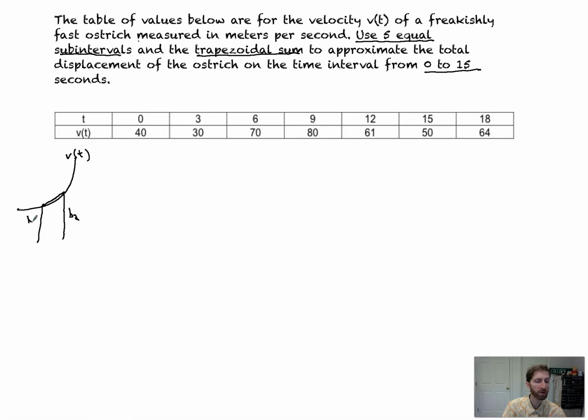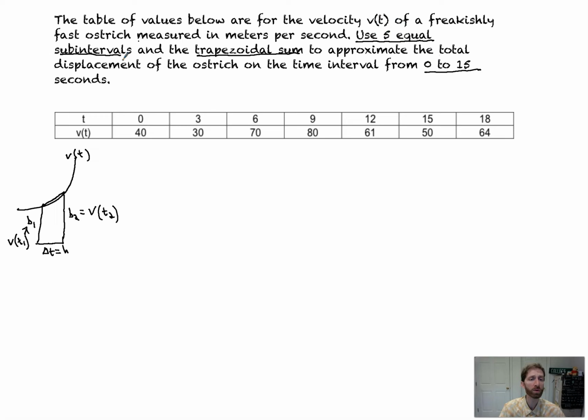So that's B sub 2 and B sub 1. And this overall width is delta t, which is the height. Well, what's B sub 2? It's your second velocity in this interval. So that would be like V of, we'll call it t sub 2. And B sub 1 would be V of t sub 1. What the heck does that mean? It's the opening velocity in an interval. Let's just figure out what our subintervals are.